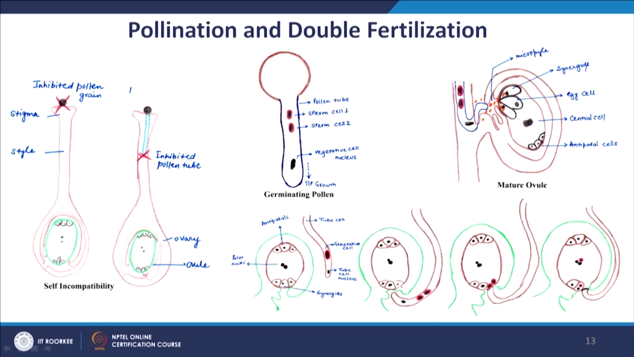And once it reaches the embryo sac, it releases 2 sperm cells. One sperm cell goes and fertilizes the egg cell and makes a diploid zygote. Another sperm cell goes and fuses with the 2 polar nuclei, and it makes a triploid cell, which eventually generates the endosperm. That is why this process is called double fertilization, because 2 rounds of fertilization occur.